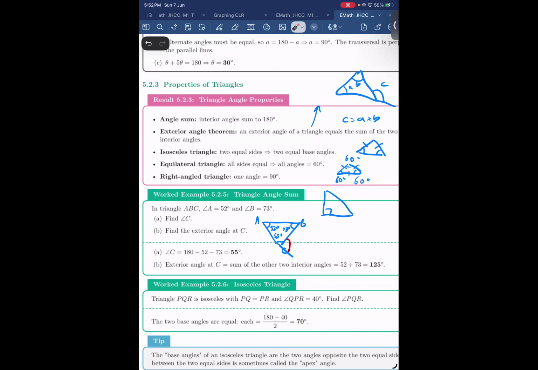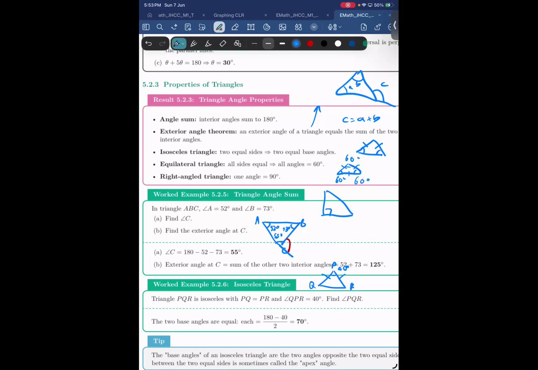Okay, next example. Triangle PQR is isosceles with PQ equals PR, and angle QPR is 40 degrees. Find angle PQR. PQ equals PR, like that. Then QPR is 40 degrees.